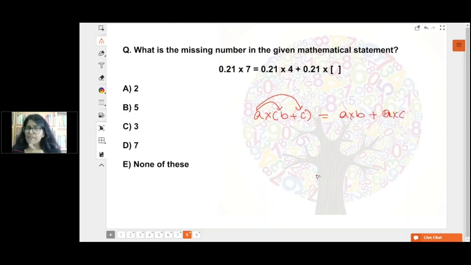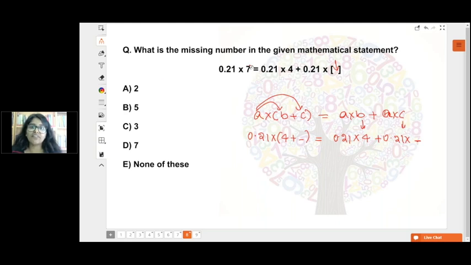If you see, we have a similar situation over here, right? We have a missing number here. And you see the number 4, and you have 0.21, the same number which is repeating here, 0.21 into some missing number, that is C here. So what should be there here? It should be 0.21 into (4 plus missing number), right? This is the way it should be.